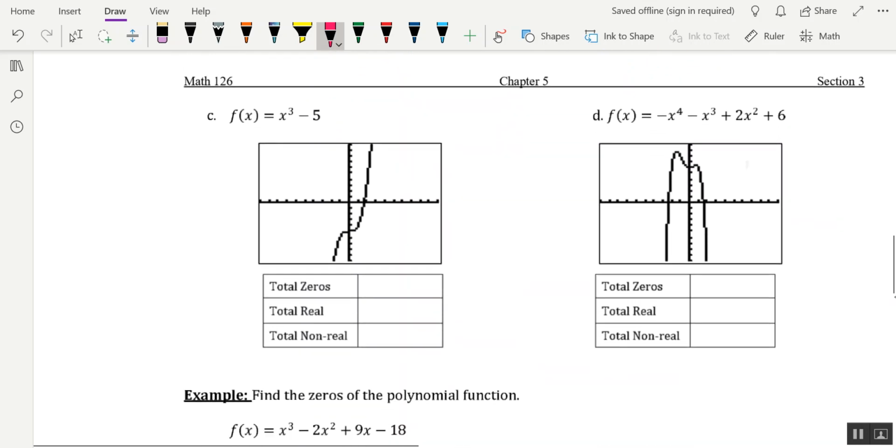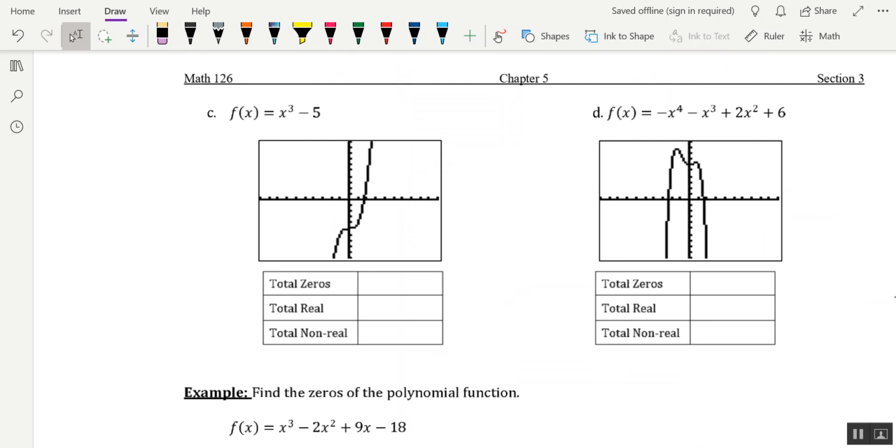Got a couple more here. Next polynomial function is x cubed minus 5. The degree is 3, so there should be a total of 3 zeros. It appears as though this graph is crossing the x-axis, but only in one spot. So that would mean there is one real zero. So keeping in mind the total number of real and total number of non-real should equal the degree 3, that means there should be two non-real.